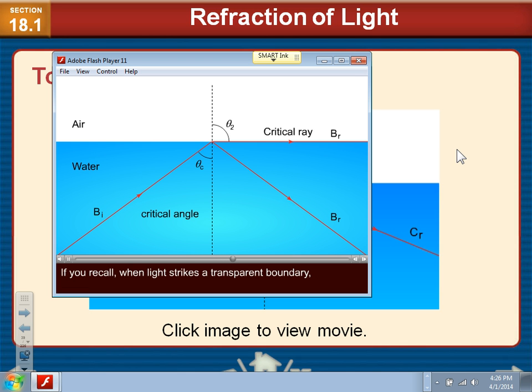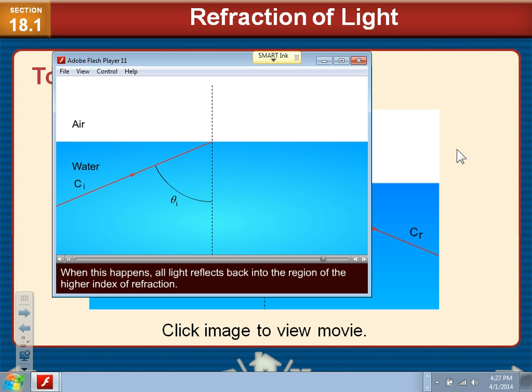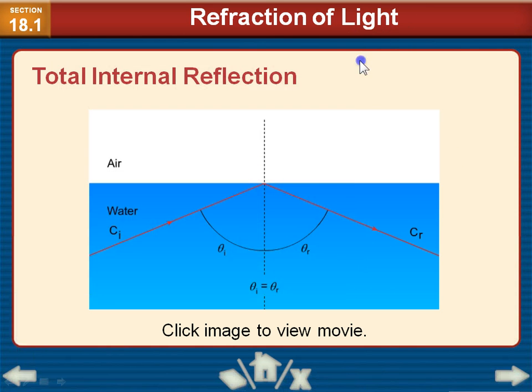If you recall, when light strikes a transparent boundary, even though much of the light is transmitted, some is reflected. Total internal reflection occurs when light traveling from a region of a higher index of refraction to a region of a lower index of refraction strikes the boundary at an angle greater than the critical angle. When this happens, all light reflects back into the region of the higher index of refraction.